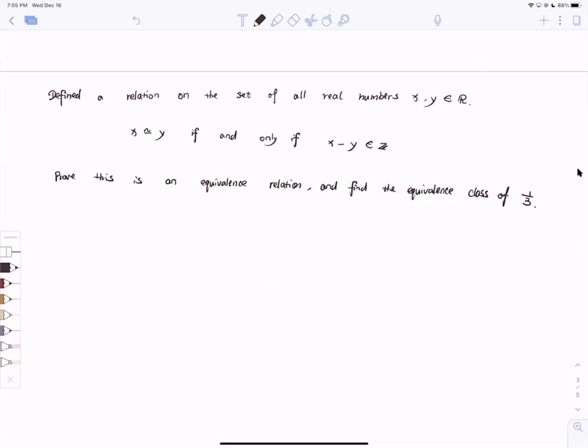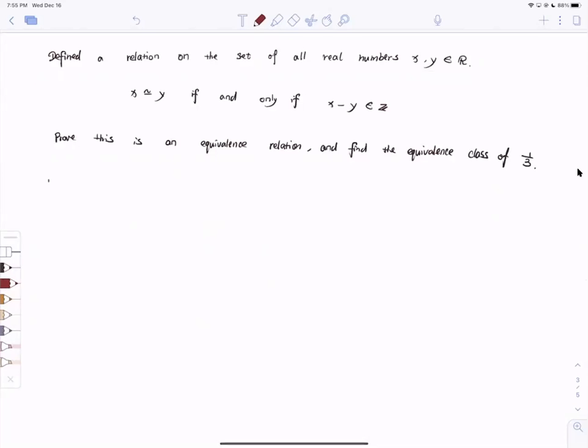Anyway, so we need to prove it's an equivalence relation. So what do we need to prove? Which 3 properties do I need to show? Reflexivity, symmetric, and transitive. Okay, exactly. So let's show reflexive first. For reflexive, what do you need to show?